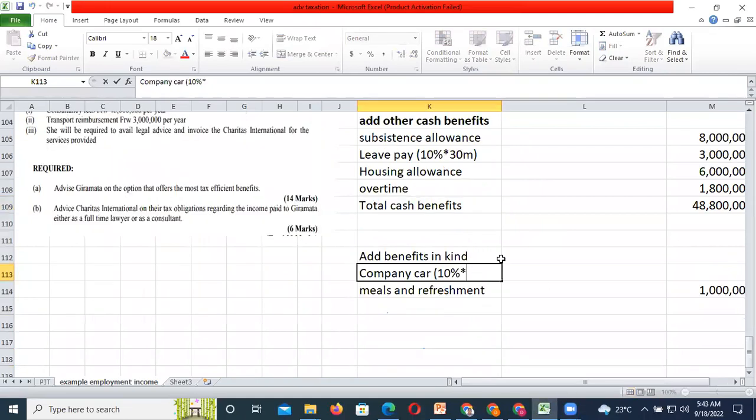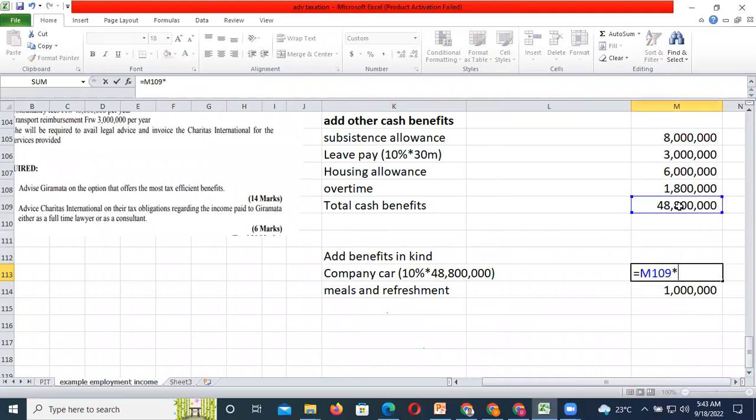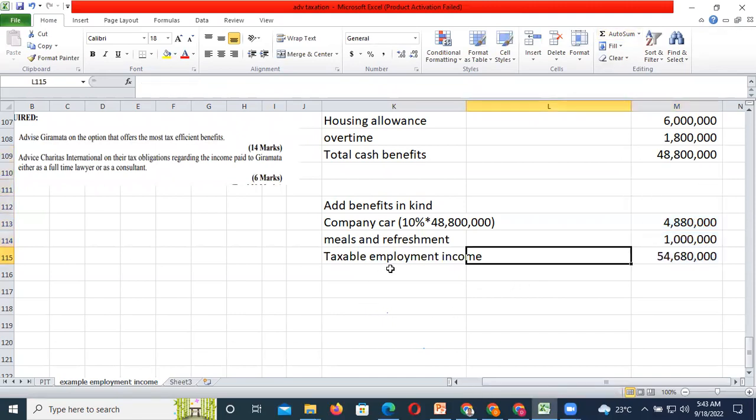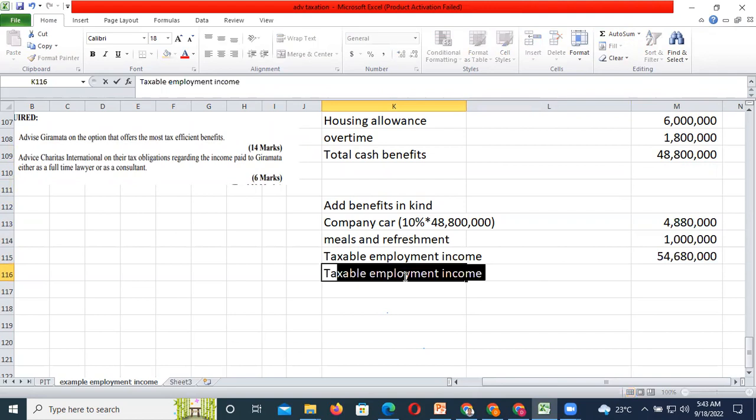So we can now compute the car, which is 48,800. So our taxable employment income, I'm going to have this. So I think then you can compute the tax now.